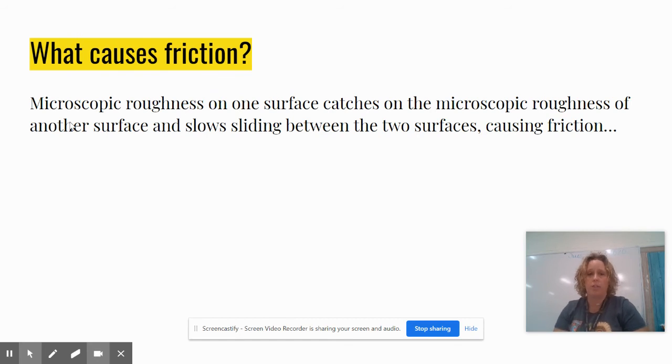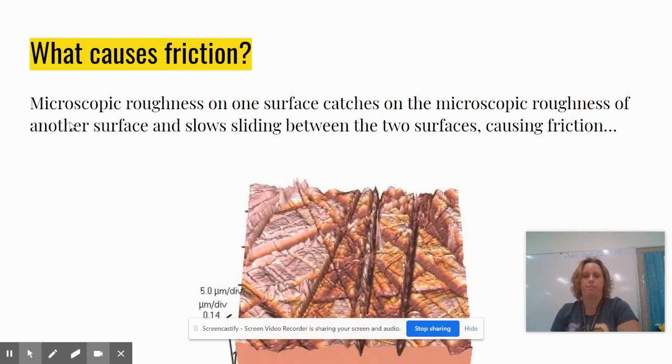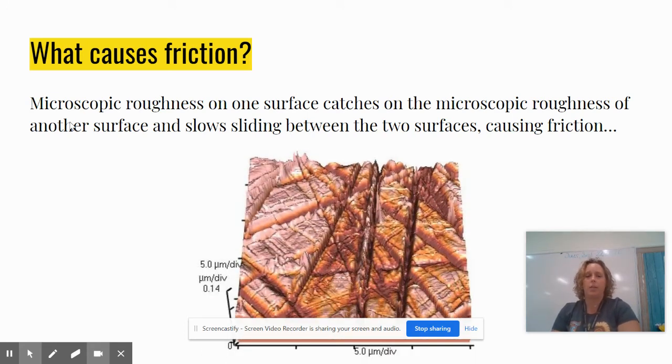Okay, what causes friction? Microscopic roughness on one surface catches on the microscopic roughness of another surface, which slows sliding between the surfaces, causing friction. Look at that image right there. Think about what that might be. You see all the particles, you see all the roughness, all the bumps, all the grooves. What do you think that might be?